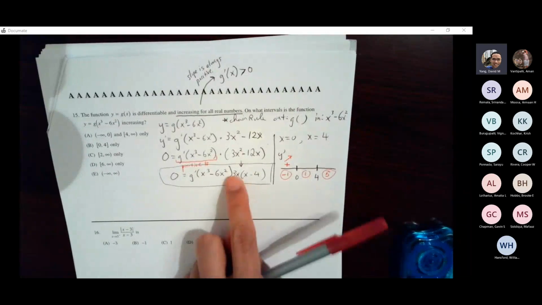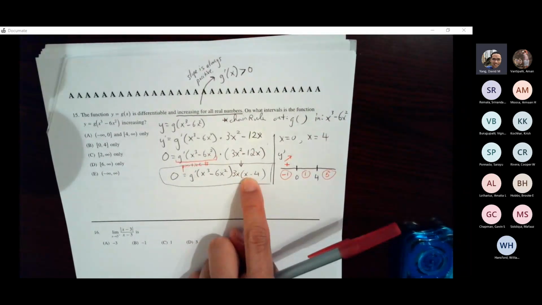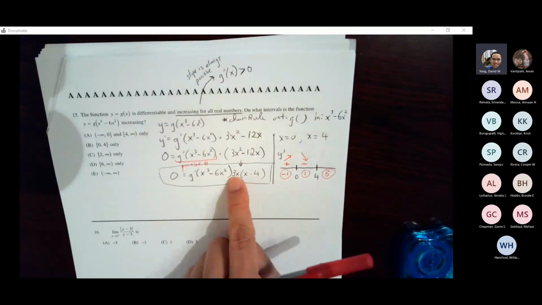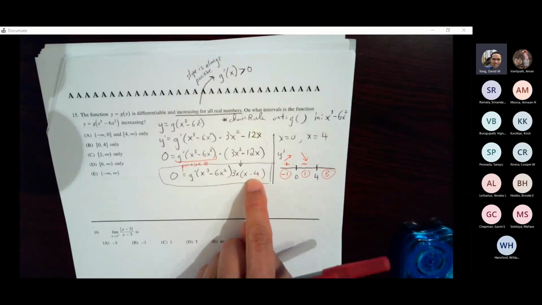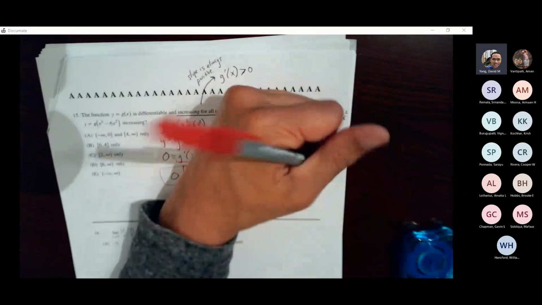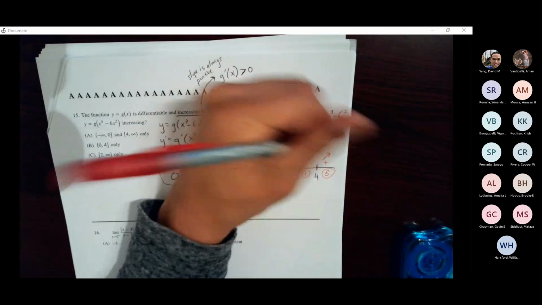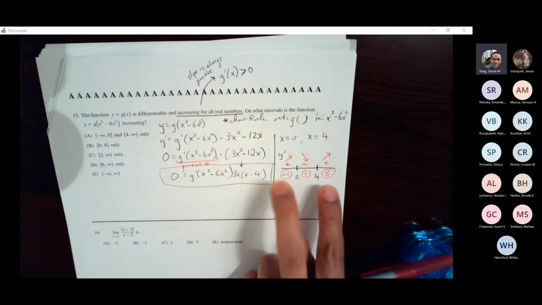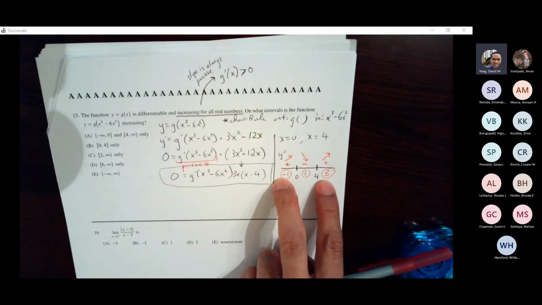Insert 1. With 1 in for x, that's positive. 1 minus 4 is negative. Negative times positive is negative. Now 5: 3 times 5 is positive, 5 minus 4 is positive, and two positives makes a positive. So increasing would be both of the intervals here, from negative infinity to 0, and then from 4 to infinity.